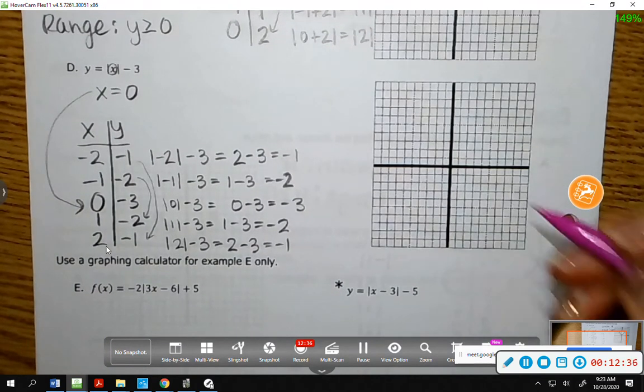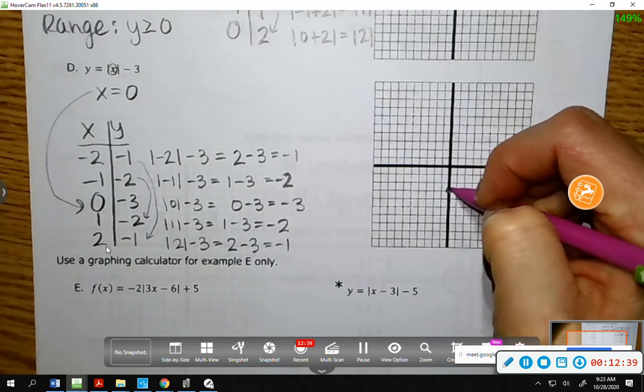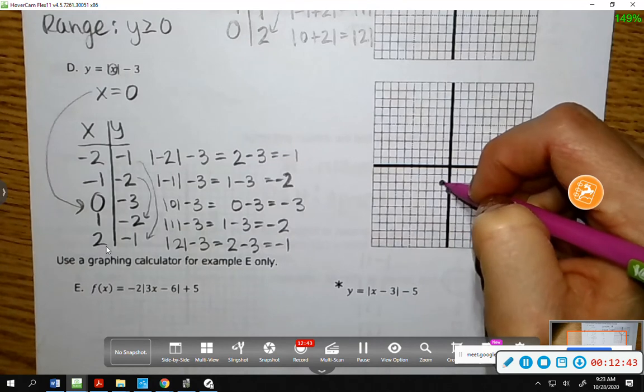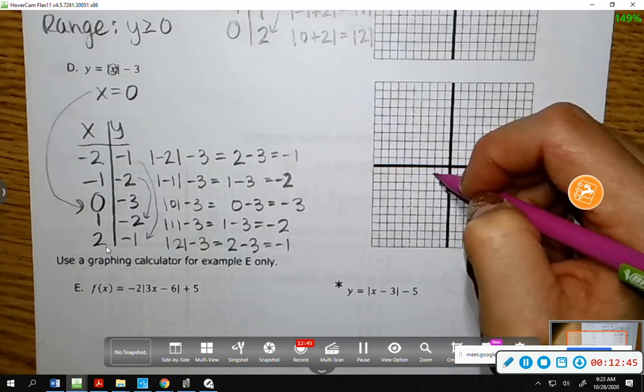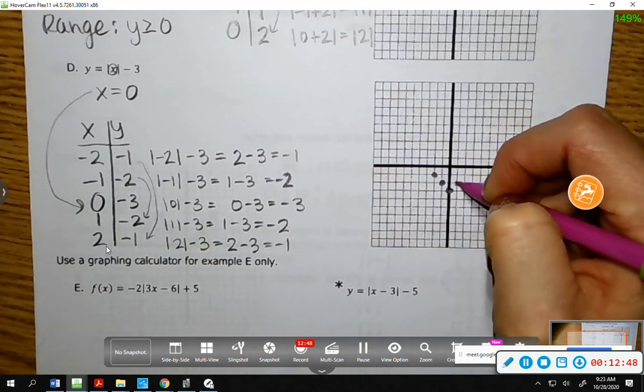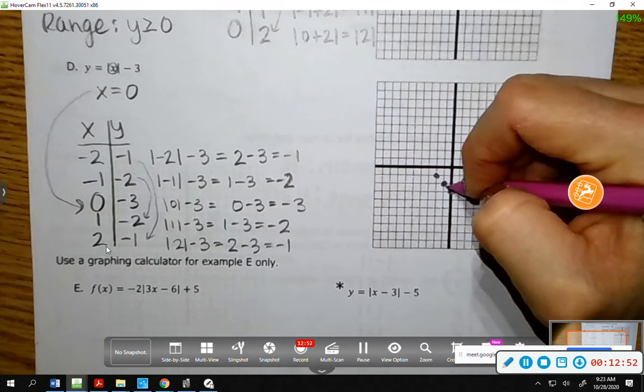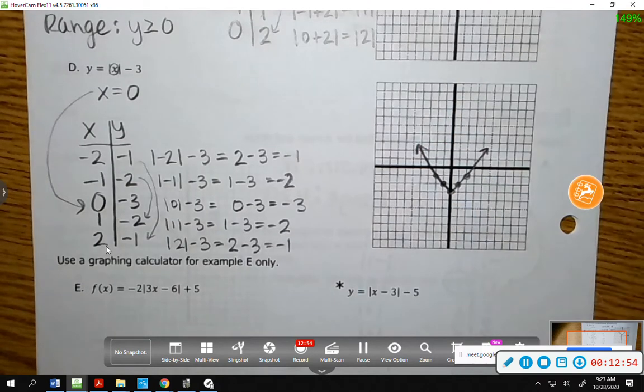All right, so let's graph that. 0, negative 3. Negative 1, negative 2. Negative 2, negative 1. And there's my absolute value function. Your absolute value functions will always make a V. If they make a line, you probably didn't get the vertex in the middle of your table. Okay? So then you would want to go back and check to make sure you have the correct vertex.